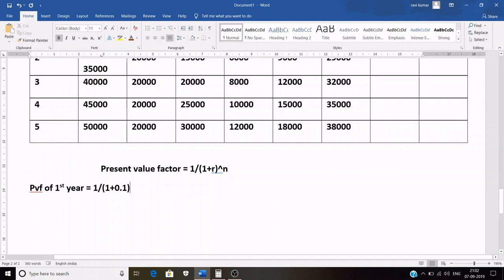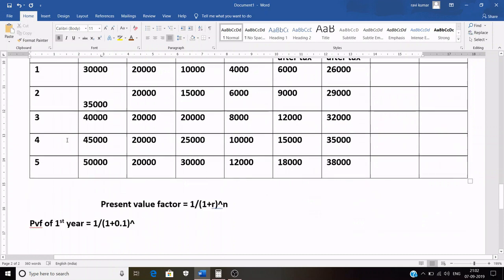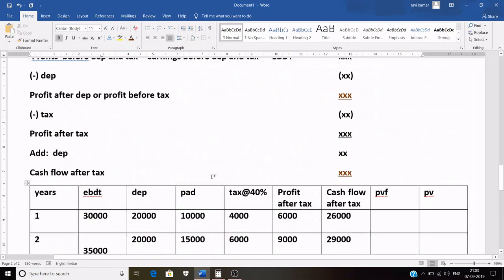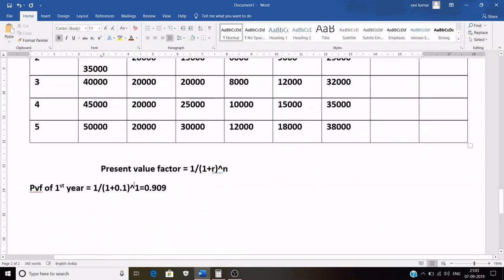It's to the power n, because n is the first year, so we write down 1 because we are calculating the present value factor of the first year. So when you calculate it, its value would be 0.909. We always remember we take the present value factor to 3 places of decimal. If it comes to 5 places after the decimal, then we only take 3 places of decimal in the present value factor. Actually, we have a short trick to calculate the present value factor of each year through our simple calculator.